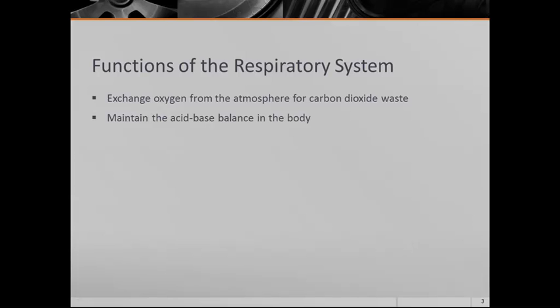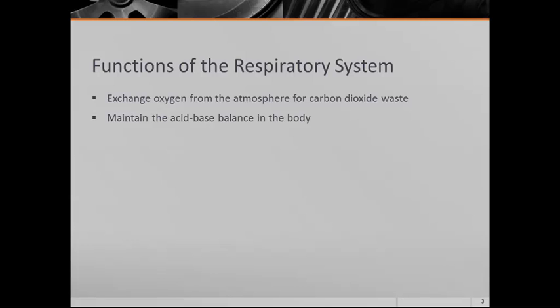The respiratory system exchanges oxygen from the atmosphere for carbon dioxide waste and maintains an acid-base balance in the body. Respiratory acidosis is usually caused by hypoventilation and is due to an increase in levels of carbon dioxide in the patient's body. Respiratory alkalosis is usually from hyperventilation and usually is caused by a decrease in the carbon dioxide levels in the patient's body. Respiratory alkalosis is generally caused by severe anxiety attacks or asthma attacks.